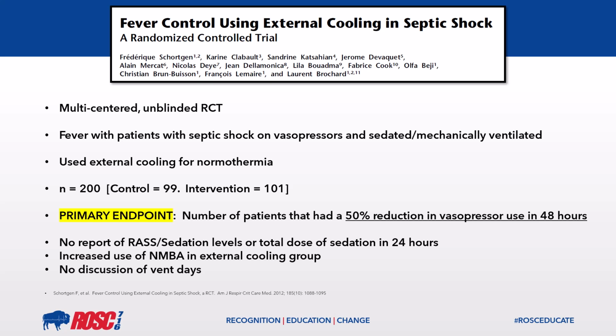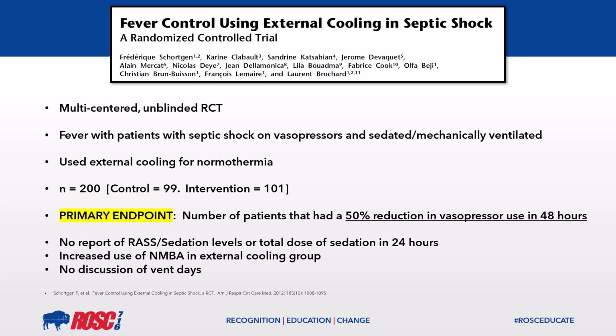The primary endpoint was the number of patients that had a 50% reduction in vasopressor use in 48 hours. The primary endpoint showed no difference. However, there were 10 secondary endpoints, and many researchers might call this a fishing expedition. These secondary endpoints included a 50% reduction at 2 hours, 12 hours, 24 hours, and 36 hours. They also looked at mortality at 14 days, ICU length of stay, and hospital length of stay.